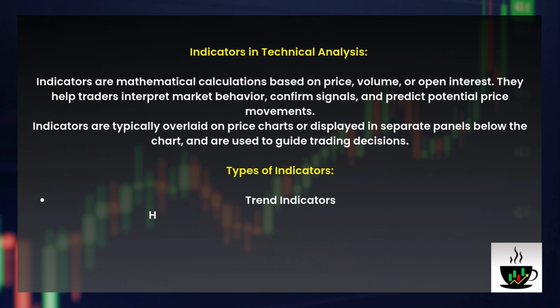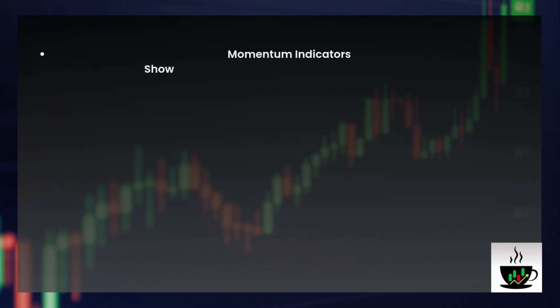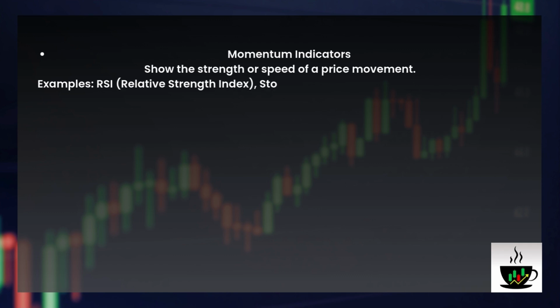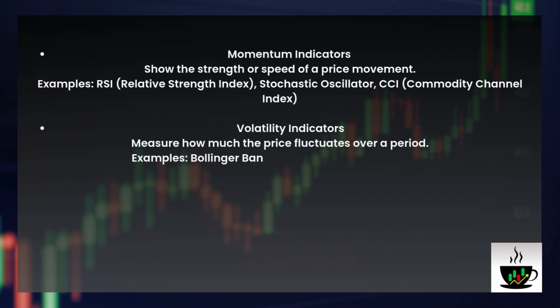Types of indicators. Trend indicators help identify the overall direction of the market. Examples: moving averages, parabolic SAR. Momentum indicators show the strength or speed of a price movement. Examples: relative strength index, stochastic oscillator, commodity channel index. Volatility indicators measure how much the price fluctuates over a period. Examples: Bollinger Bands, average true range.